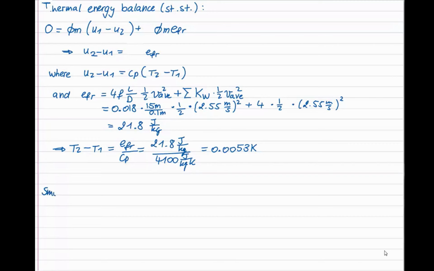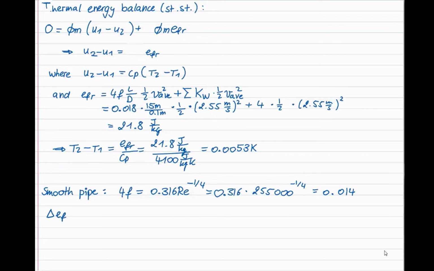We are asked how much of the pump capacity can be saved if we use a smooth pipe. What changes here is that for a smooth pipe, we use a different value for 4F, which for a Reynolds number between 4,000 and 100,000 by definition is 0.316 times the Reynolds number to the power of minus 1/4.